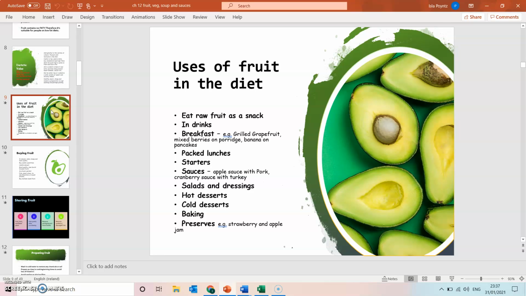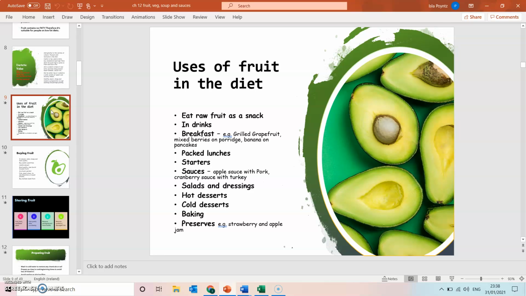Sauces, and you'll see this at the end of the chapter, applesauce, which is served with pork. Cranberry sauce is served with turkey. Salads and dressings, so you can have a nice dressing, you can have like a raspberry coulis. Hot desserts, cold desserts. Okay, so a hot dessert could be something like pineapple upside down cake. A cold dessert could be banoffee that has your banana in it.